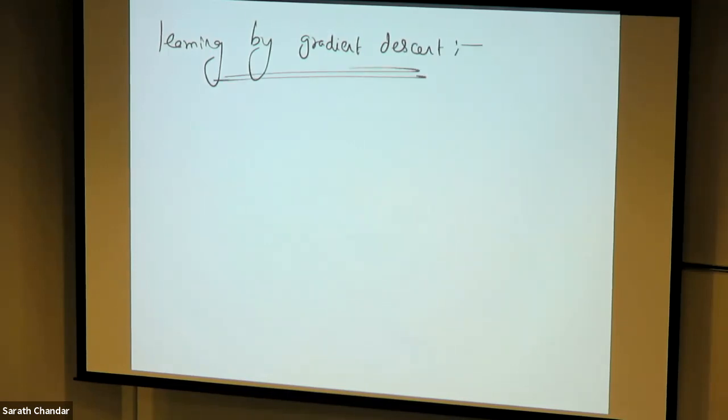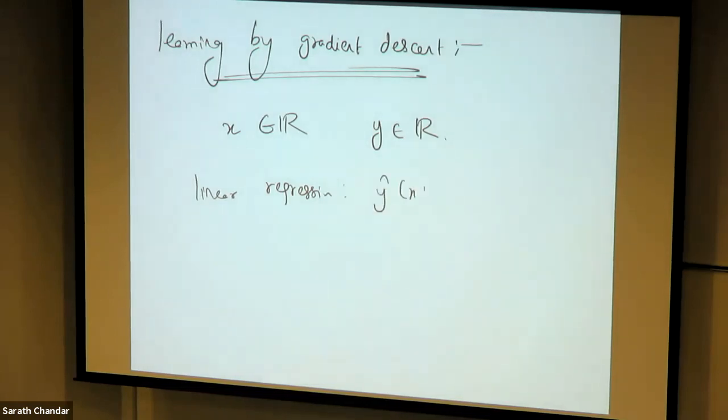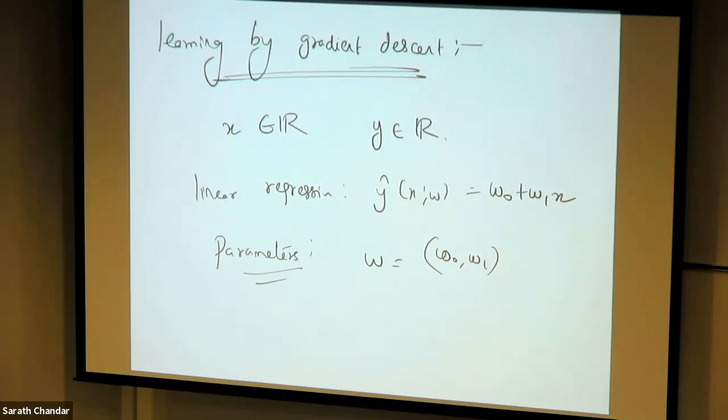Now let's consider a very simple regression problem to explain gradient descent. I have one input feature x and just one output feature y. Now we are going to do linear regression, which means y hat of x given w is equal to w0 plus w1x. What are the parameters of this model? It is just w, so w0 and w1.